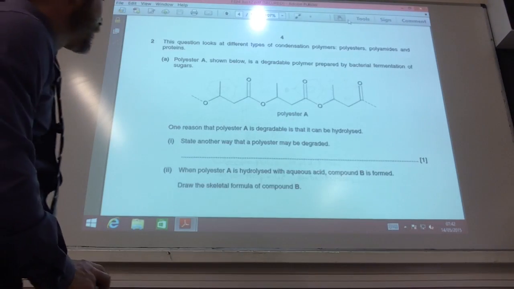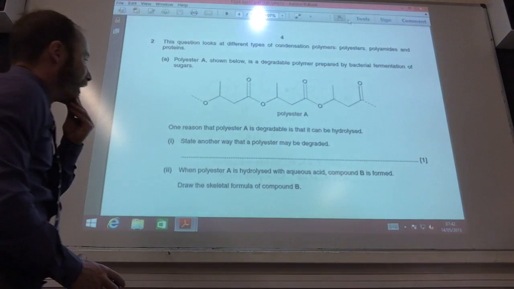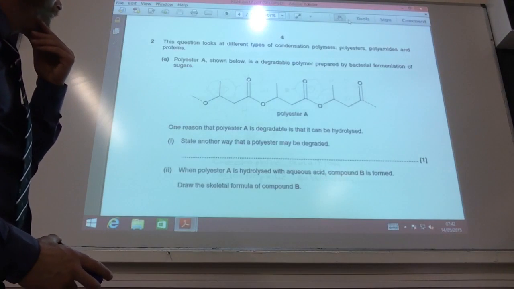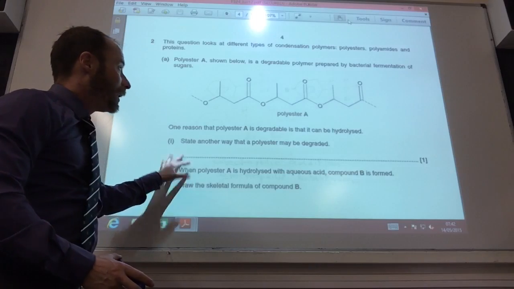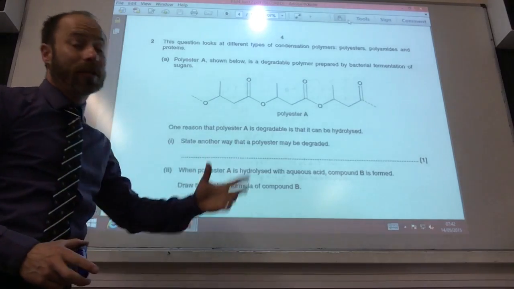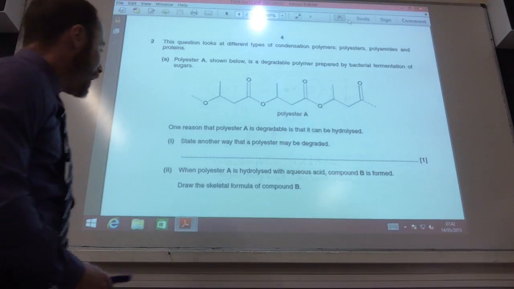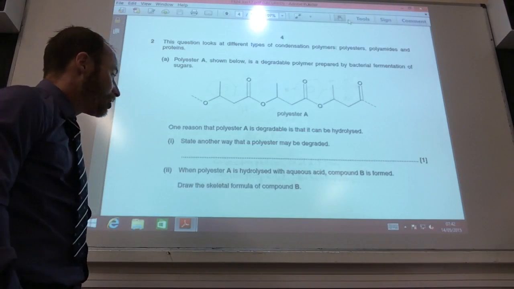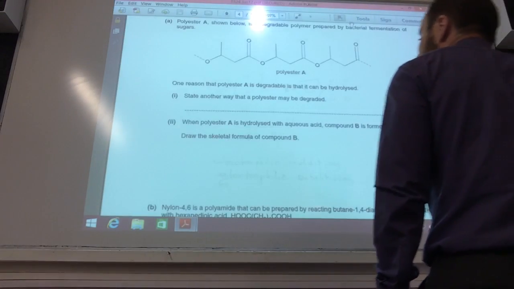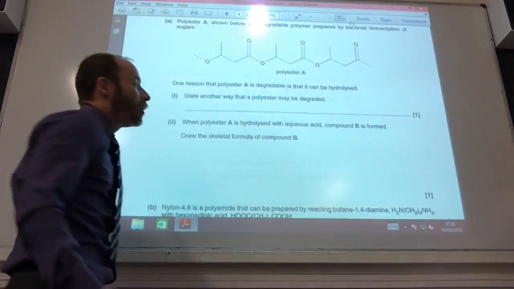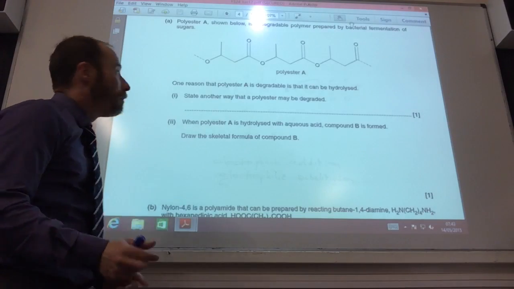Right, on to some polymers now. I've got a nice skeletal formula of a polyester. One reason that the polyester is biodegradable is it can be hydrolyzed. Another one that we know is that it is photodegradable, so it degrades by the action of UV light on these polymers as well. When this polyester is hydrolyzed with aqueous acid, compound B is formed. Notice it's just telling me a compound B is formed.